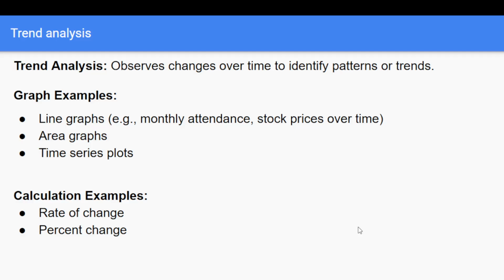Trend analysis just shows a category as it changes over time. And that would typically be line graphs, the most obvious one. Calculations would be rate of change, and then any type of change, percent of change. And that's it. That's everything that you need to know for this class in terms of data and analysis.